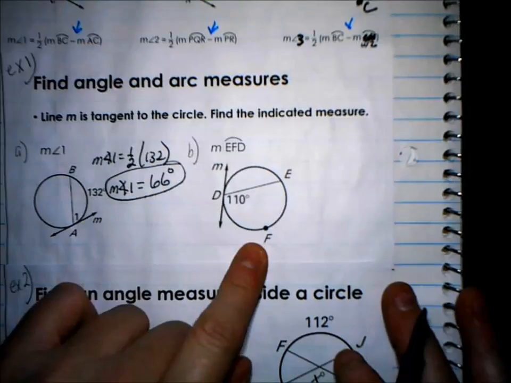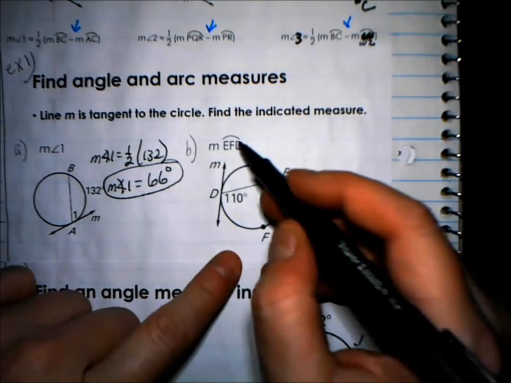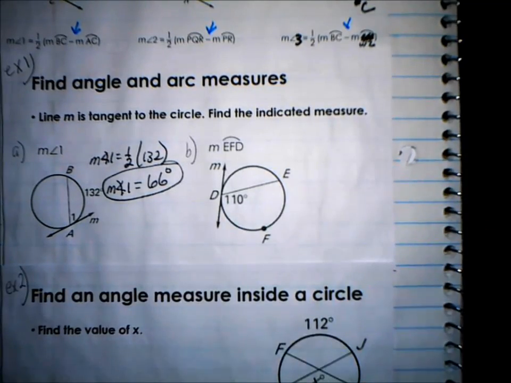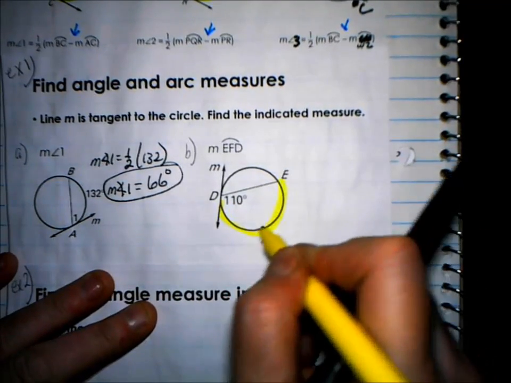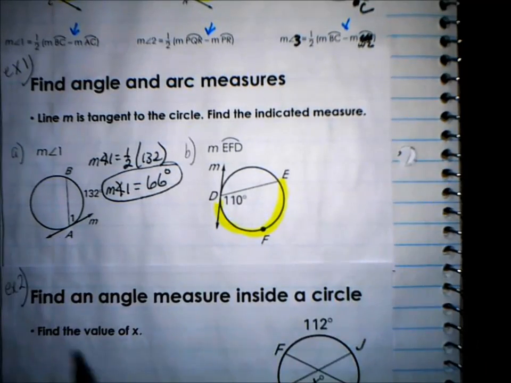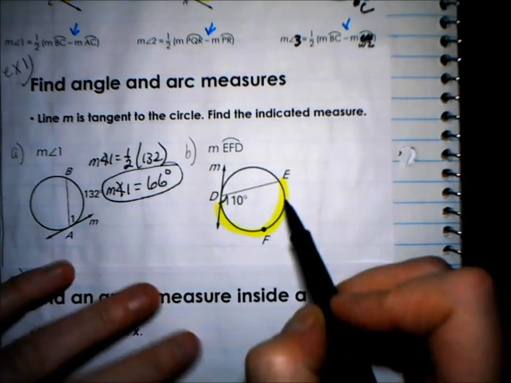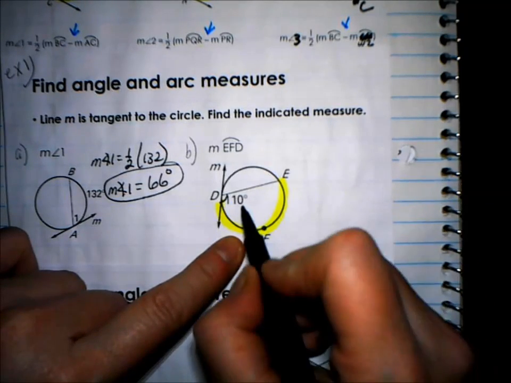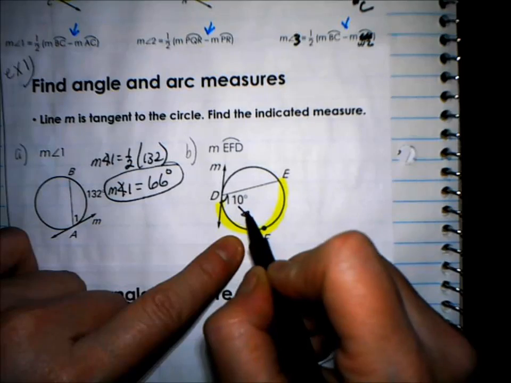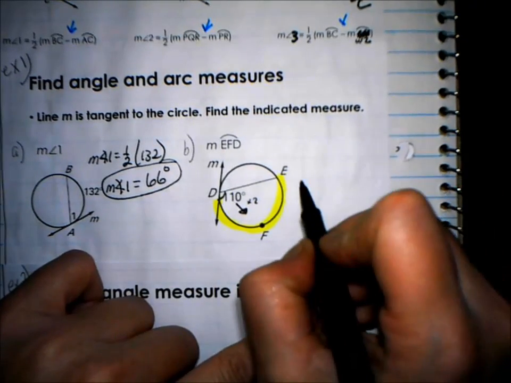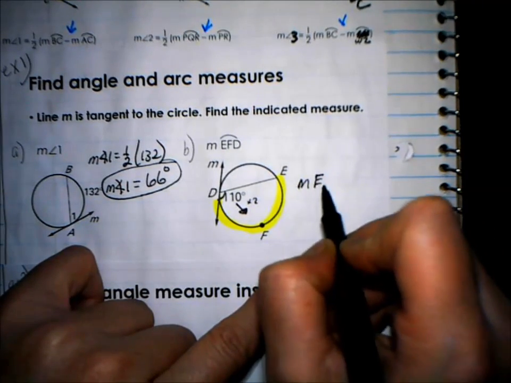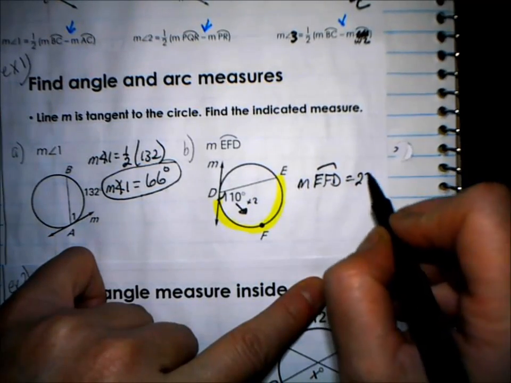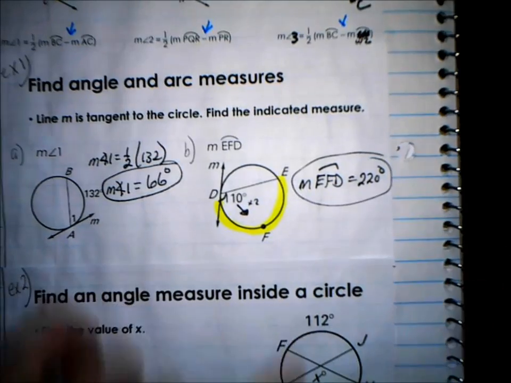Okay, but do the same thing here. They want to know the measure of the arc EFD. So they're looking for this arc here. And they give you the actual angle, so the reversal is taking place. If I went from the arc to the angle, I divided by 2. Since I'm going from the angle to the arc, that means I'm going to multiply by 2. So the measure of the arc EFD is actually twice that, which will be 220 degrees.